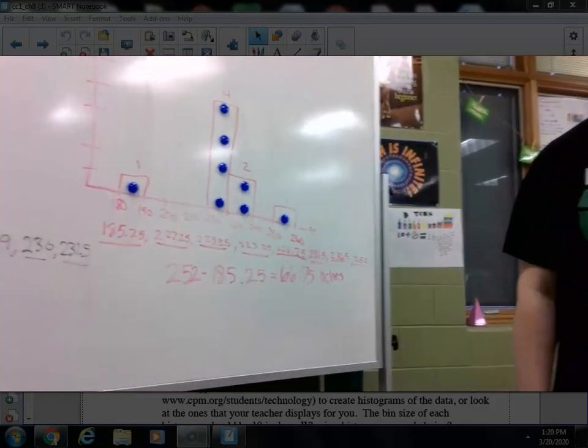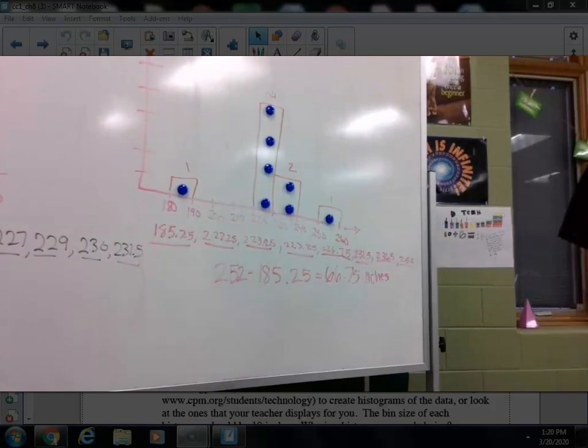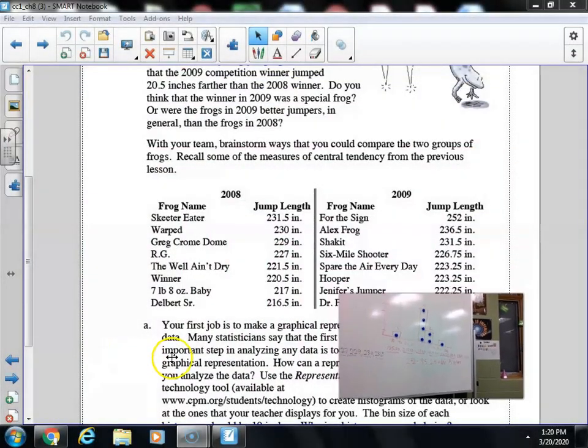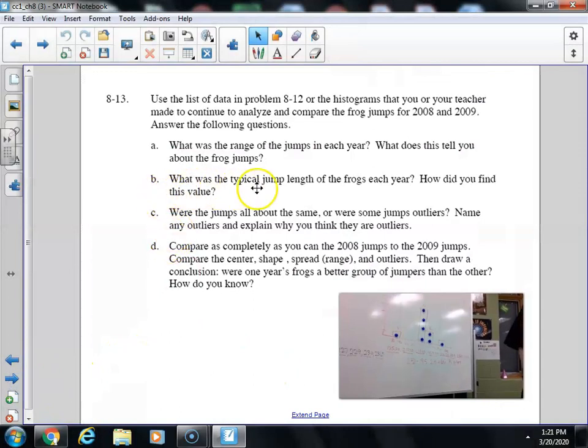Okay. In question B, what was the typical jump length of the frogs each year, and how did you find this value? So we just found the range. What are they asking us to find if they want us to know the typical length of each frog jump each year? So we found the range, so it probably leaves us with the median or the mean. So could we find them both? So go ahead and pause the video and find the mean and the median for your data for 2008 and 2009.